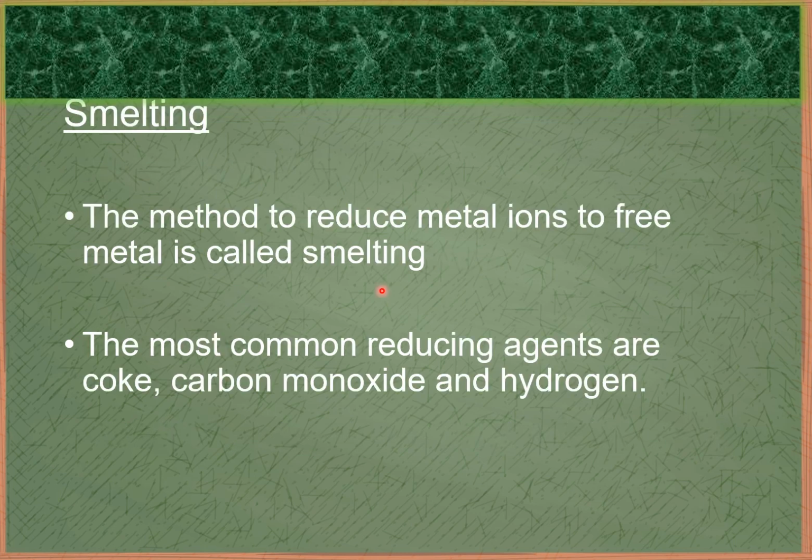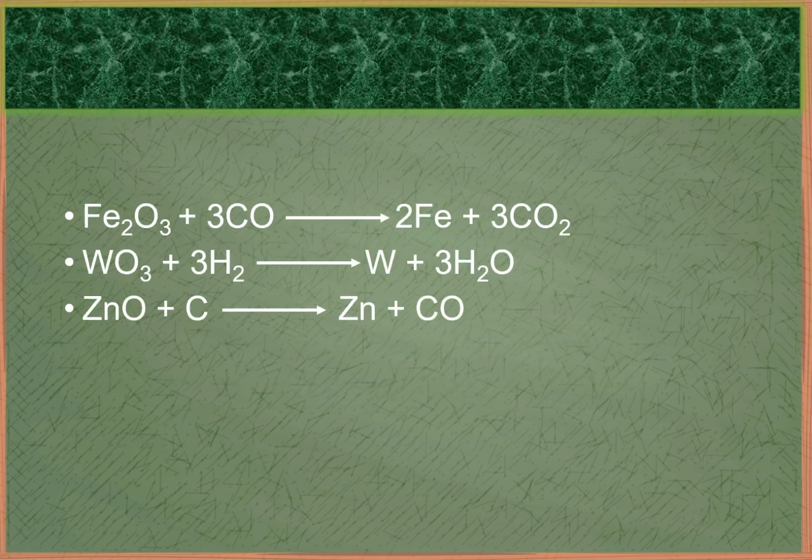Smelting. The method to reduce metal ion to free metal is called smelting. The most common reducing agents are coke, carbon monoxide, and hydrogen. Some examples of smeltings are: hematite reacts with carbon monoxide, and iron and carbon dioxide are formed. Tungsten oxide reacts with hydrogen, and tungsten and water are formed. Zinc oxide reacts with coke, and zinc and carbon monoxide are formed.